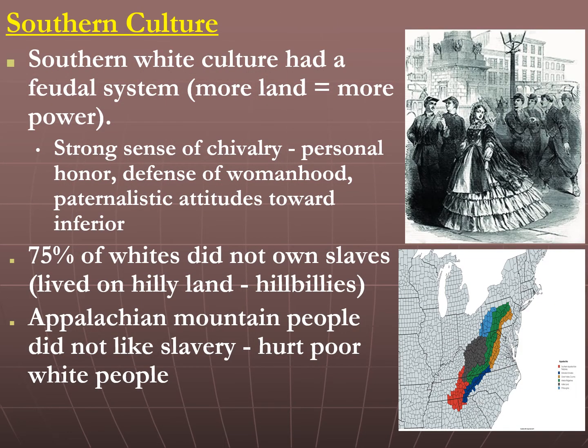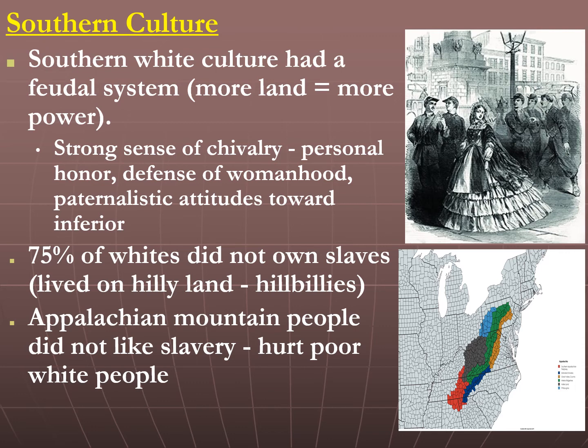Now, Southern white culture basically followed something called a feudal system. This is an old way of thinking that goes back to Europe, which is basically the more land you have, the more power you have. And the Southern white culture was built off this idea of chivalry. Chivalry is respect. It's this idea of personal honor. And so white people saw themselves in the South as very honorable, and they viewed the North not in that way, thinking that the North was more just about money or greed, or impure, whereas the South was clean, honorable.